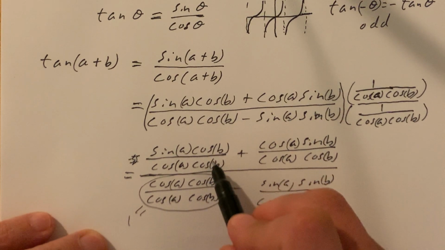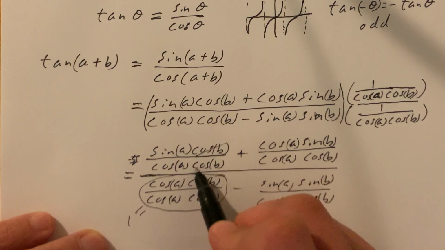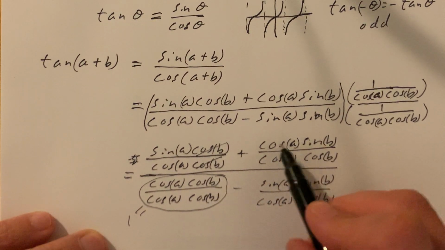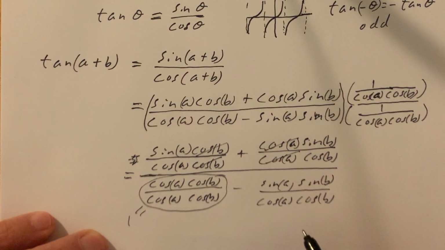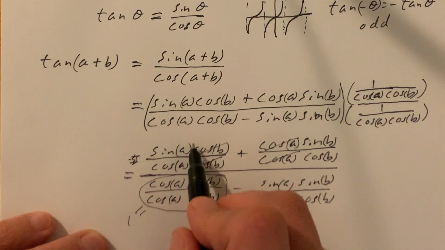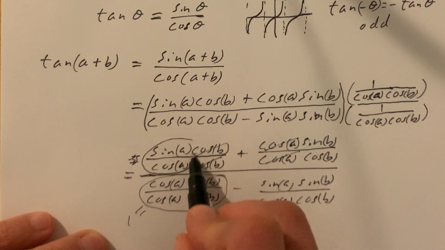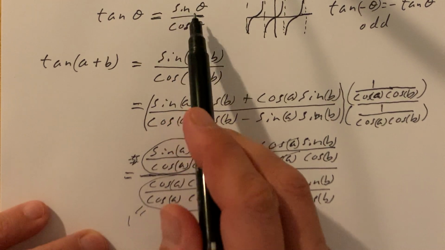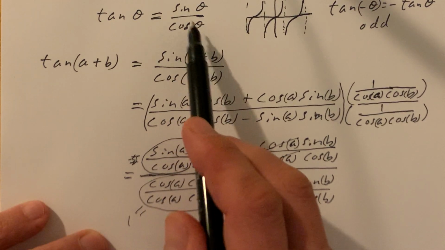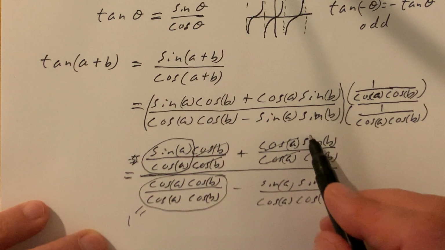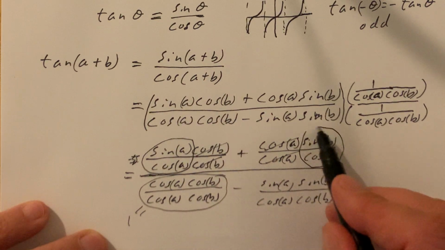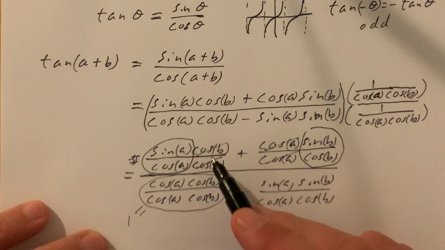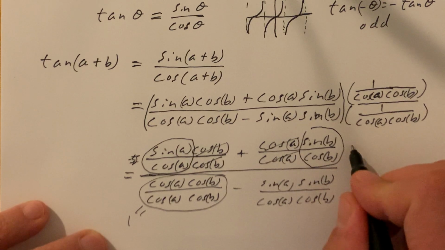These cos B's are going to cancel out. These cos A's are going to magically cancel out. And now I'm going to have sine A over cos A. And if we look at our identity up here, sine A over cos A is going to equal tan A. And same thing here. Sine B over cos B, that's going to equal tan B.